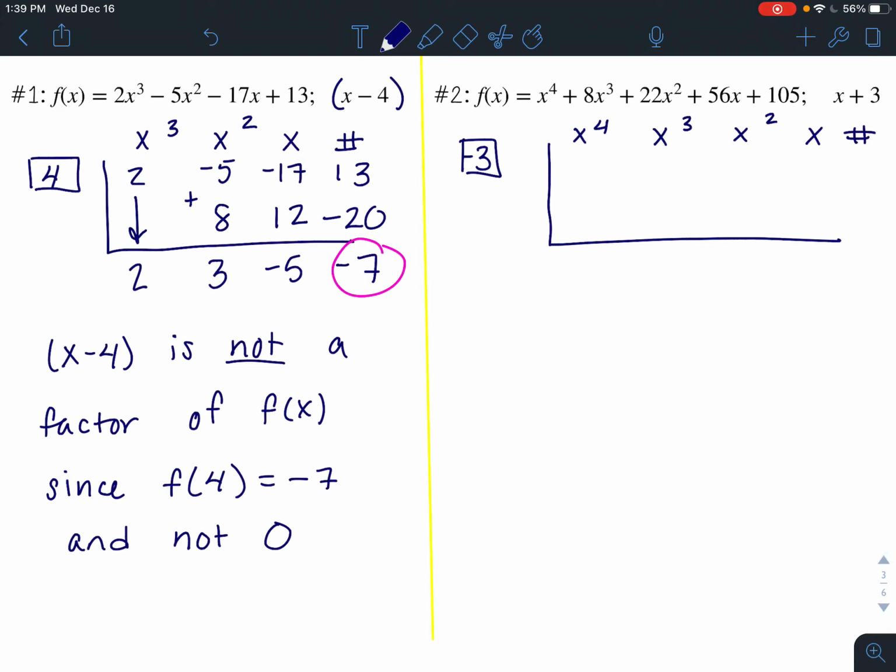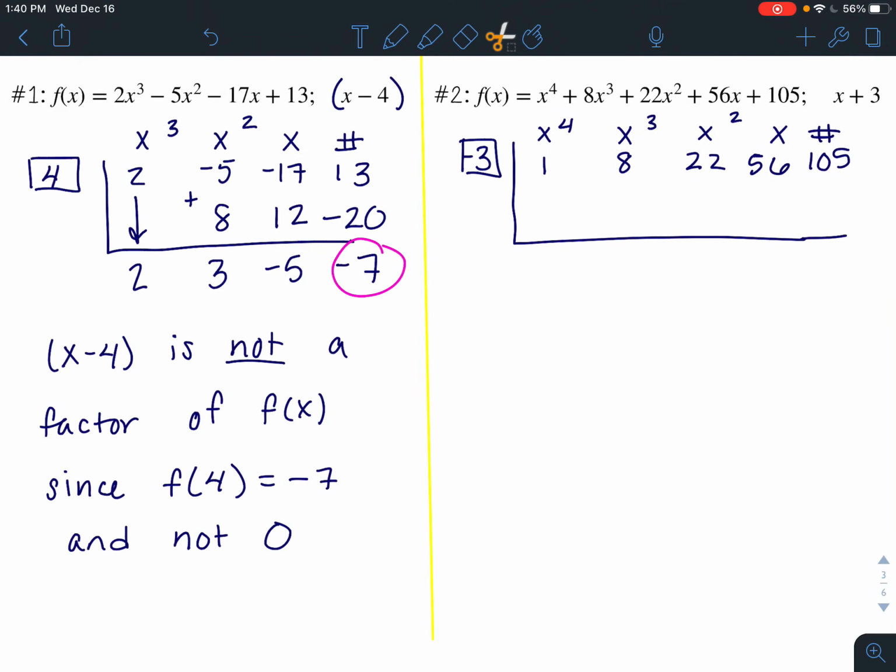All right, if you want to try this one by yourself, feel free to pause the video, figure out the answer, and then unpause the video and check yourself. Right, so I have 1x to the 4th, 8x cubed, 22x squared, 56 x's, and 105 constants. I'm a little squished over there, so let's move this over. Okay, drop the 1, multiply by negative 3, add down, multiply by negative 3, add down. All right, and then multiply by negative 3, and I get negative 105.